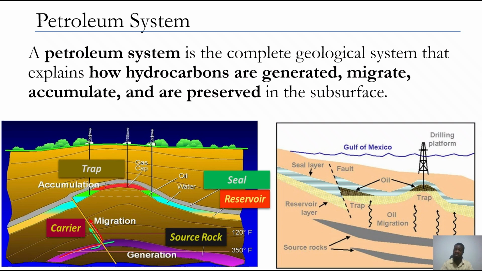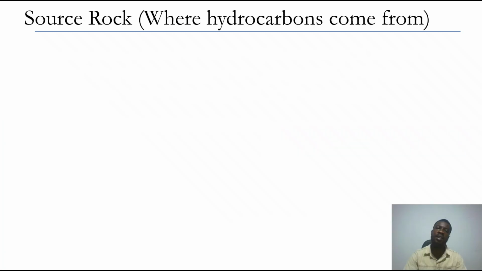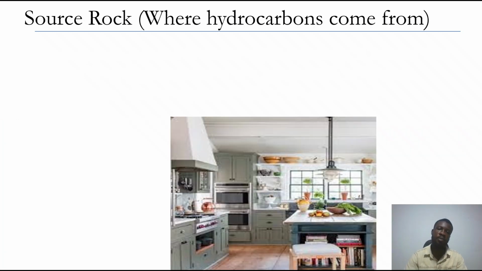Each of these elements is very important, and that's why we refer to it as a complete geological system. Because if one of it is missing, we wouldn't have the generation and accumulation of hydrocarbon. Now let's look at these key elements one after the other. Let's start with the source rock.